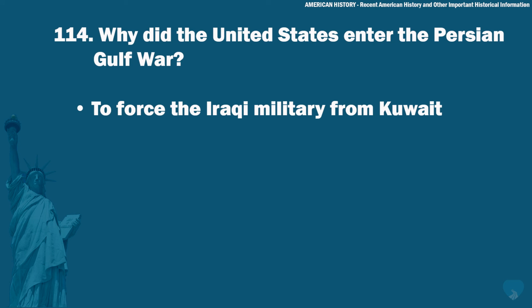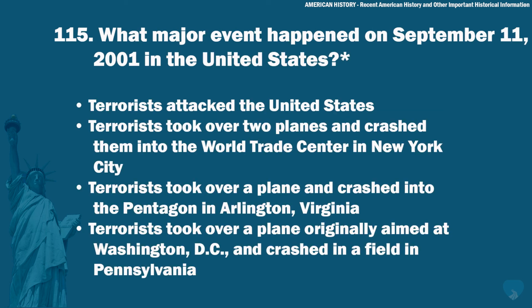Question 114. Why did the United States enter the Persian Gulf War? To force the Iraqi military from Kuwait. Question 115. What major event happened on September 11, 2001 in the United States? Terrorists attacked the United States.